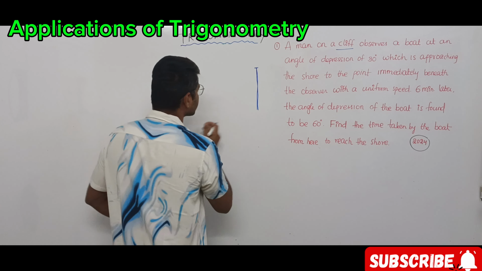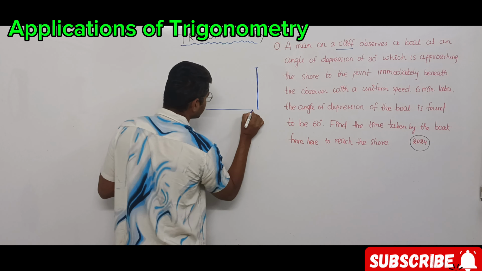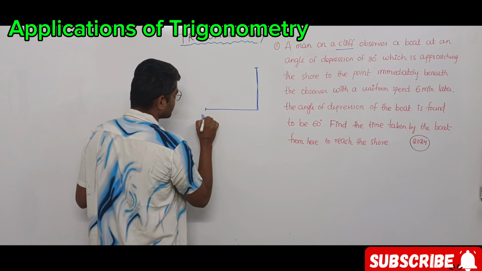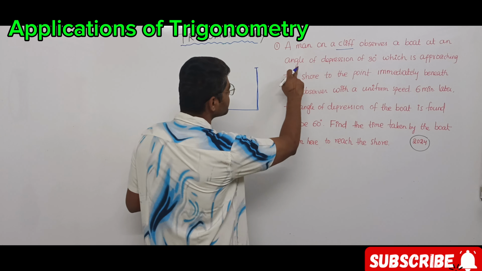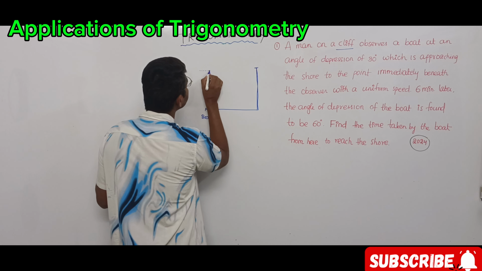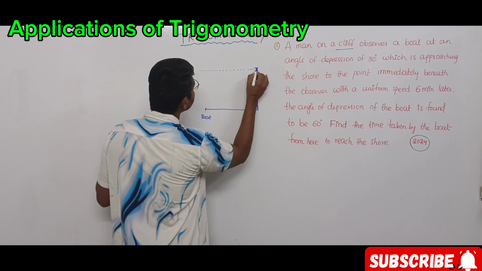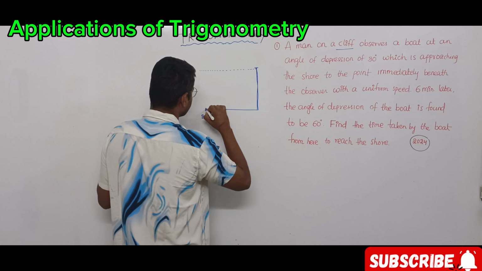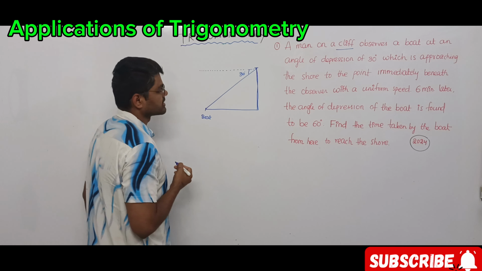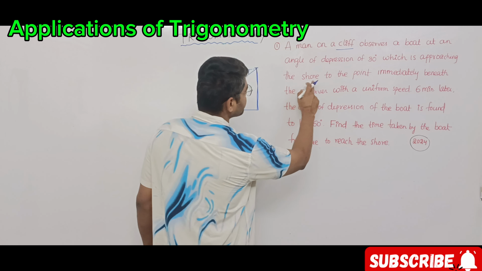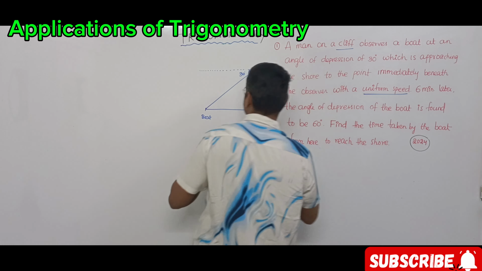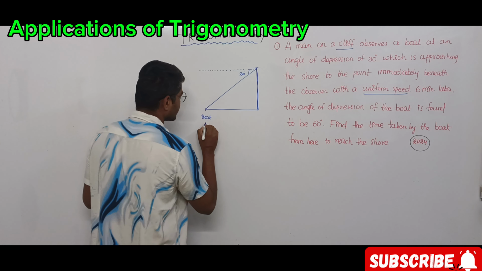Observes a boat at an angle of depression. This is shore. Here, at this point the boat is there. Observes a boat at an angle of depression 30 degrees. So angle of depression is 30 degrees. Immediately beneath the observer with a uniform speed. Here, uniform speed, it is approaching the shore like this.